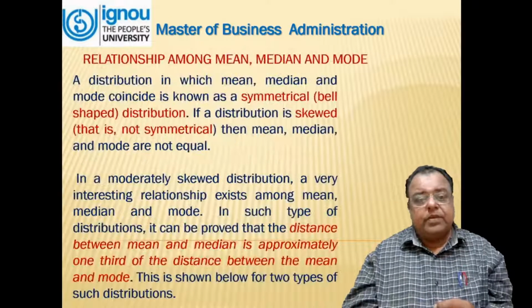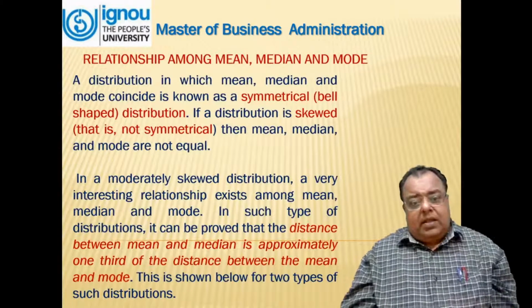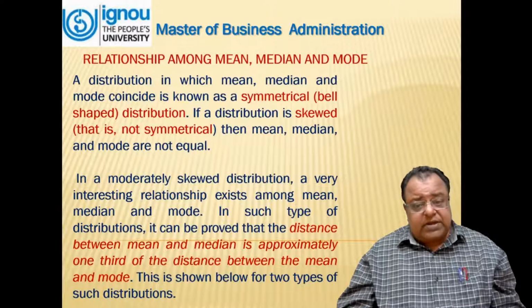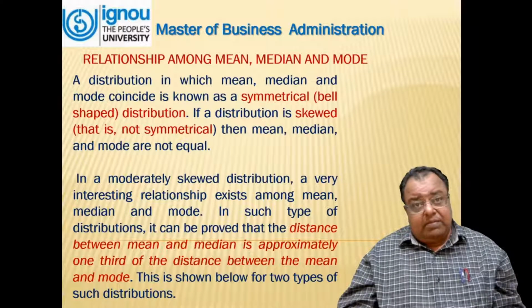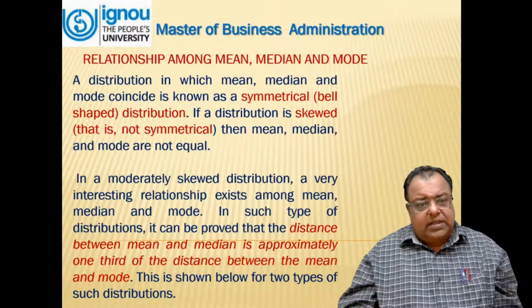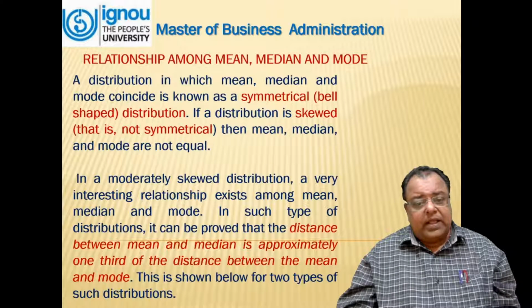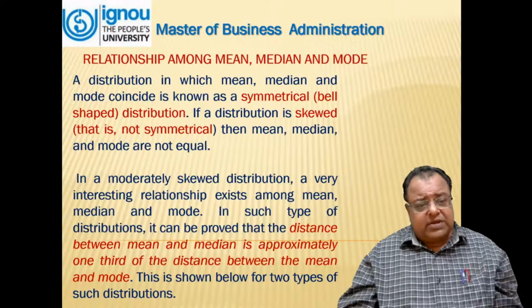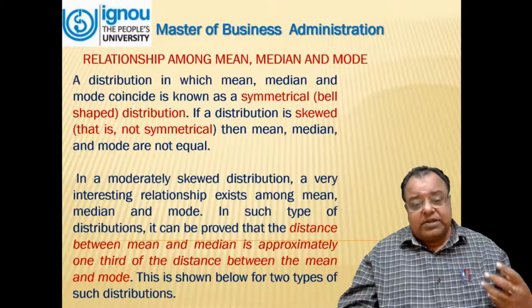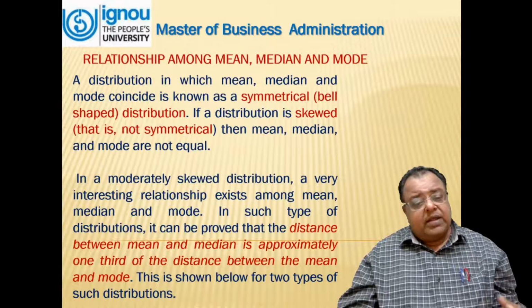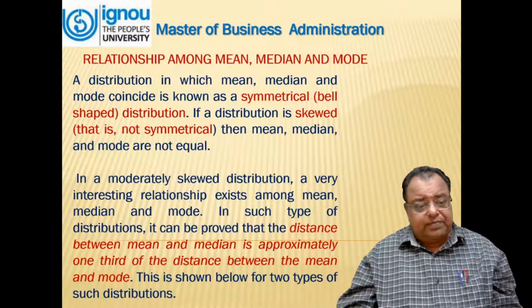Now we will see the relation between mean, mode and median. The distribution in which mean, mode and median coincide is known as a symmetrical or bell-shaped distribution. If a distribution is skewed, that is, not symmetric, then mean, mode and median will not be equal.